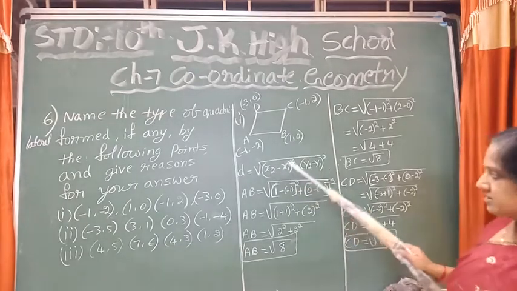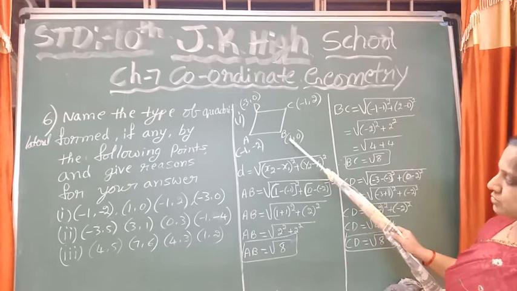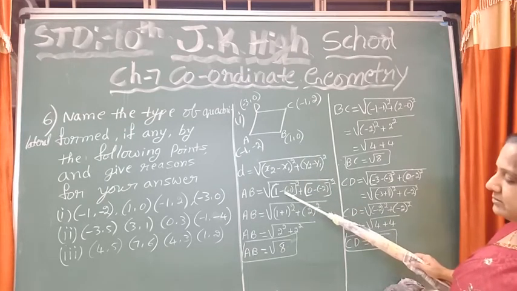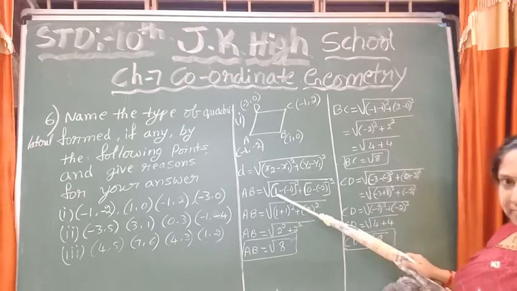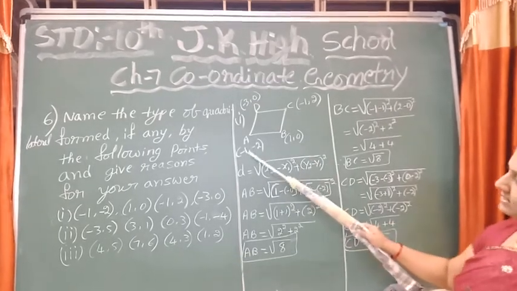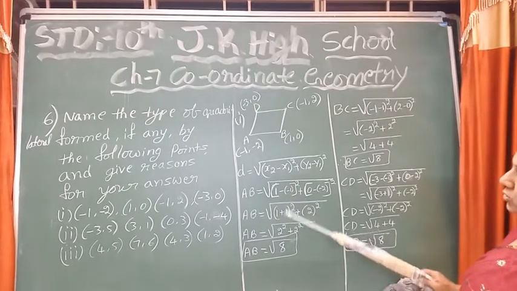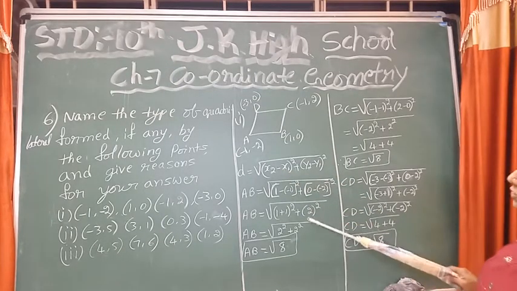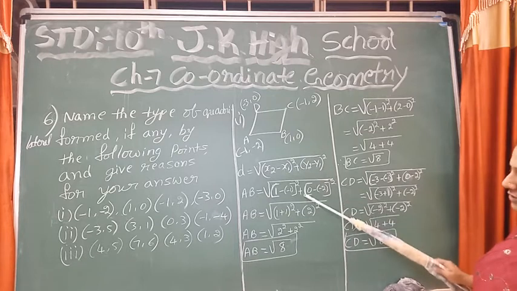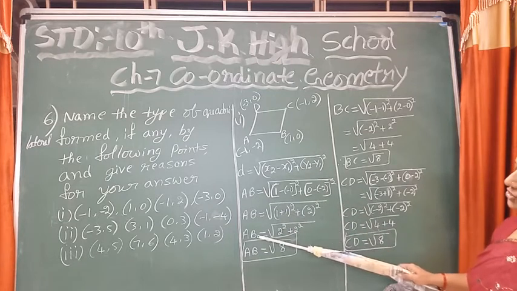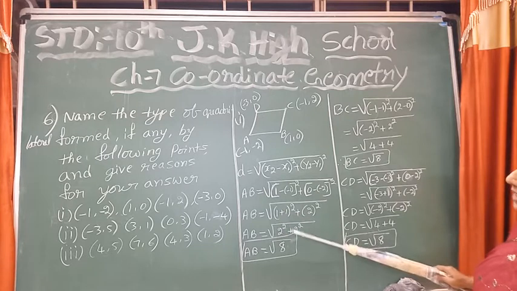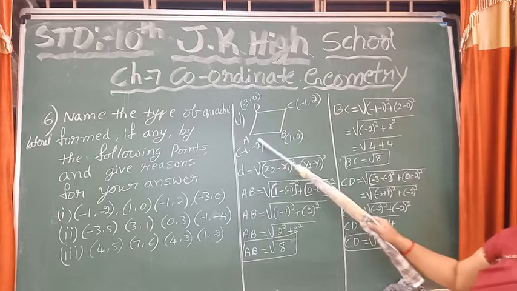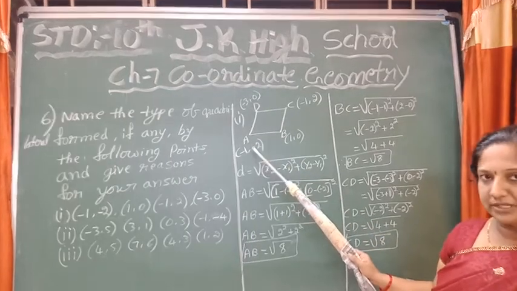In place of this formula, I have to substitute the x2 value as 1 and the x1 value as minus 1. When minus comes, you have to write the bracket. 1 minus of minus 1 becomes 1 plus 1, whole square, and 0 minus of minus 2 becomes 2 square. So substitute the values and simplify. After simplification, you will get the square root of 2 square plus 2 square, 4 plus 4, which is square root of 8. The distance between A and B, I got it, root 8, children.